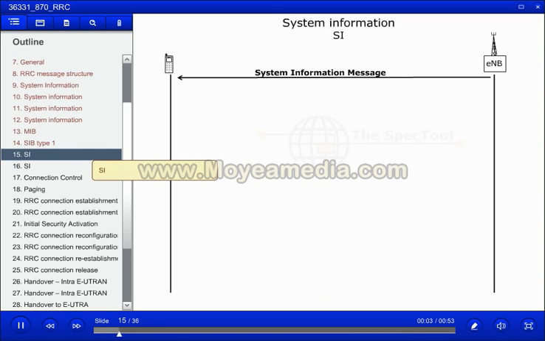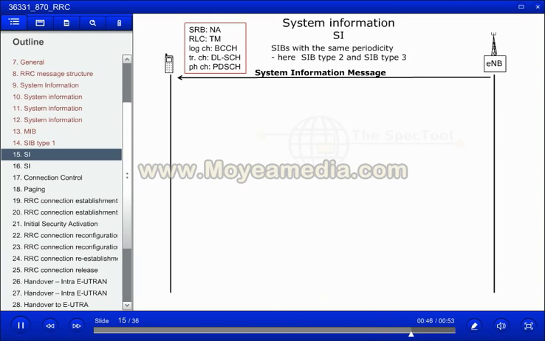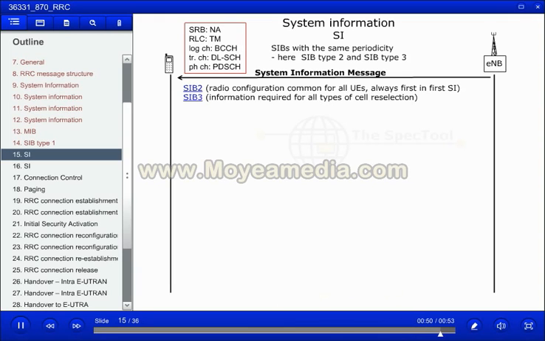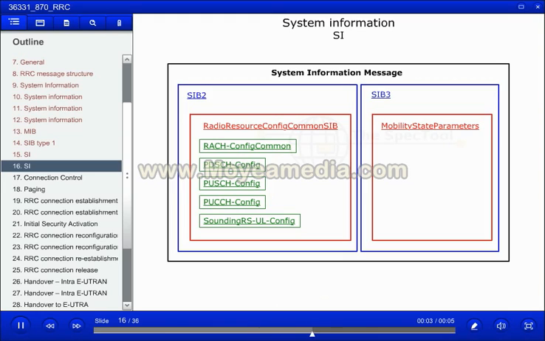System information message. Regarding system information, there are 3 types of messages: MIB, SIB1, and system information message. There can be up to 32 different system information messages. Each system information message is scheduled to occur with a chosen periodicity, including a number of SIBs, 3 to 11, as indicated in SIB1. Note that System Information Message 1 always includes SIB2. In this example, the System Information Message includes SIB2 and SIB3. Message structure of System Information Message.